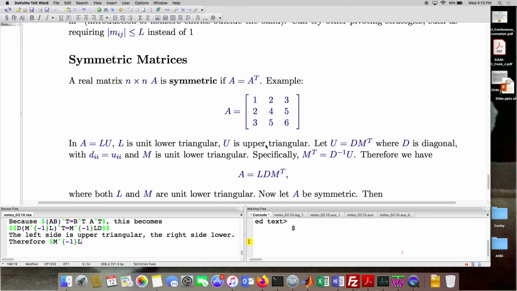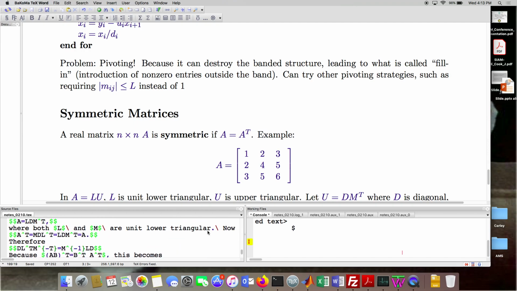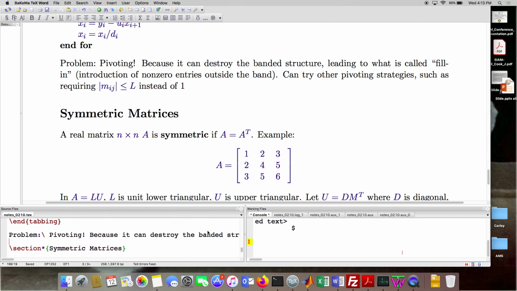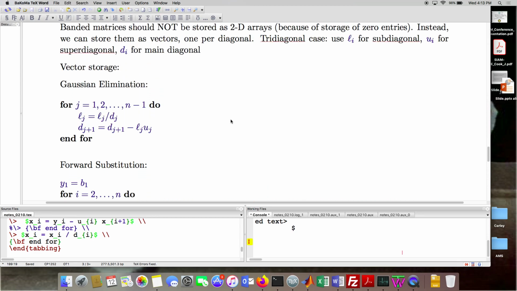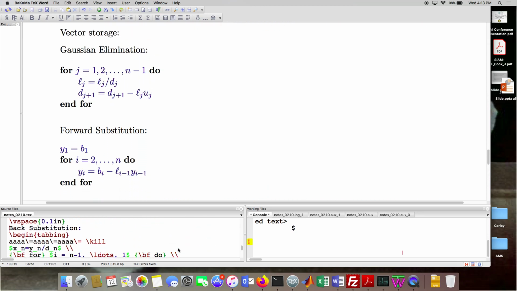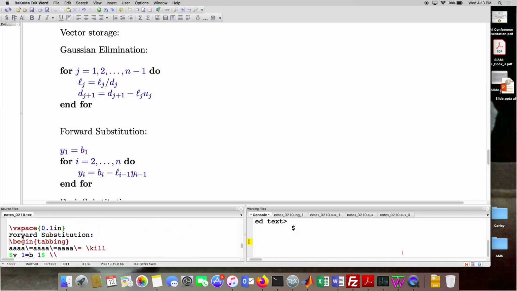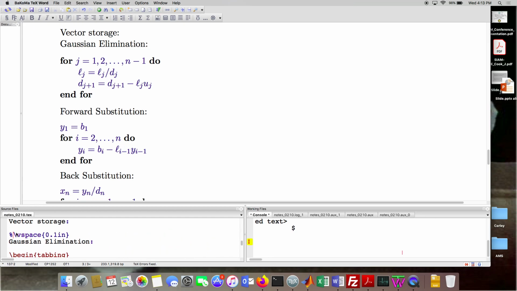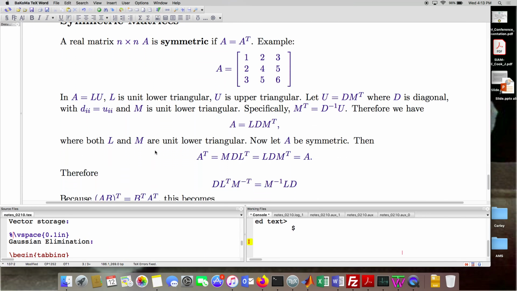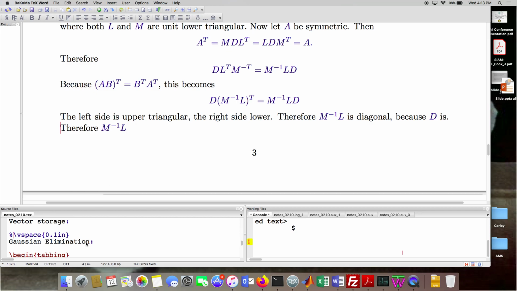Actually, I want to see if I can cut off some space here. I didn't like it's going onto a new page. Okay, hold on.